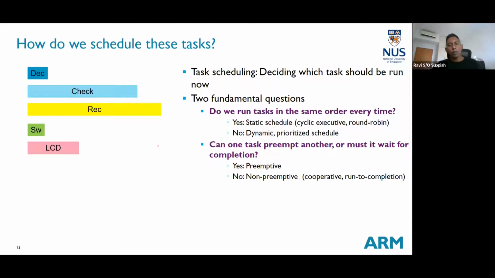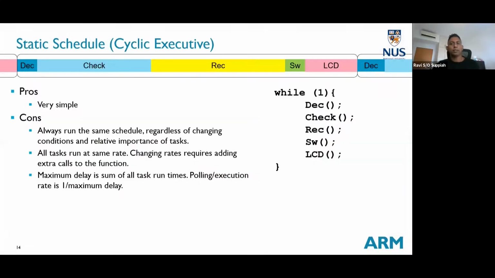One way is we can use the cyclic executive or round robin approach. That means I do decode, check, record, switch, LCD, and so on. That is this approach over here, what we call the cyclic executive. So in a while one loop or endless loop, I go through one by one. Once I finish, I go back and start from the beginning again and again.